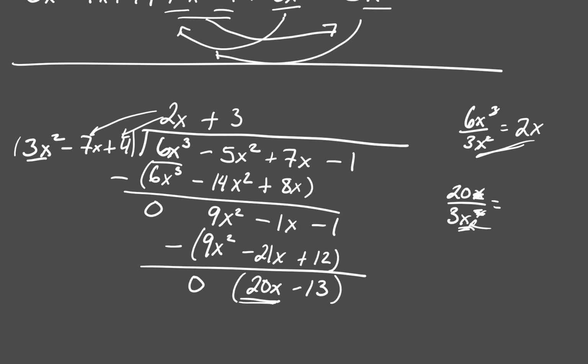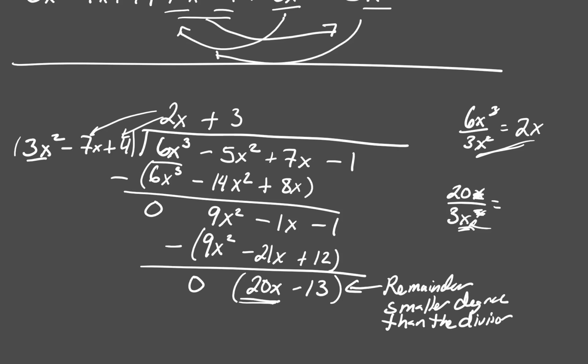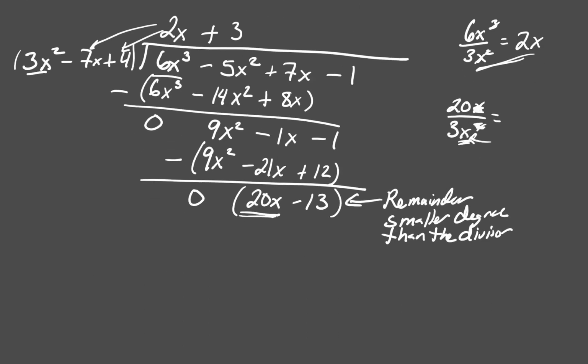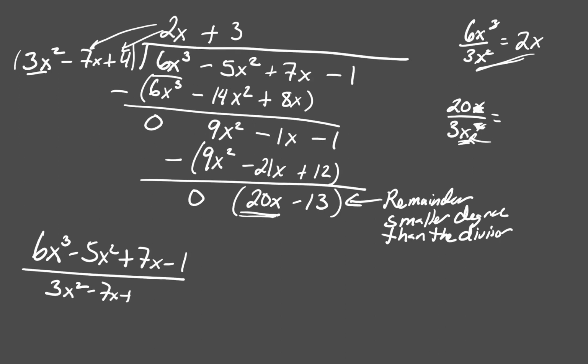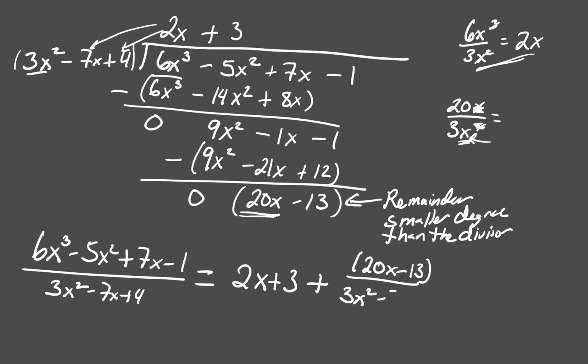And like I was saying just a little bit ago, this whole thing is going to be my remainder. It's a smaller degree than the divisor. Okay, so let's write this out. What I get is that 6x cubed minus 5x squared plus 7x minus 1, divided by 3x squared minus 7x plus 4, is equal to 2x plus 3 plus my remainder, 20x minus 13, divided by the divisor, 3x squared minus 7x plus 4. Okay, so I've got quotient, remainder, divisor, and that's my solution.